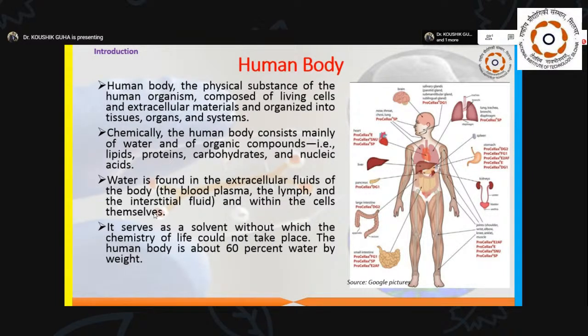It serves as a solvent without which the chemistry of life could not take place. Water is important because so many complex reactions take place in our human body. The medical practitioner or the doctor who is directly working in this field can explain what those chemical reactions are. But water is a very, very important parameter of our human body. The human body is about 60% water by weight. So most of our body weight is due to this water, and the remaining 40% is for the other parameters.